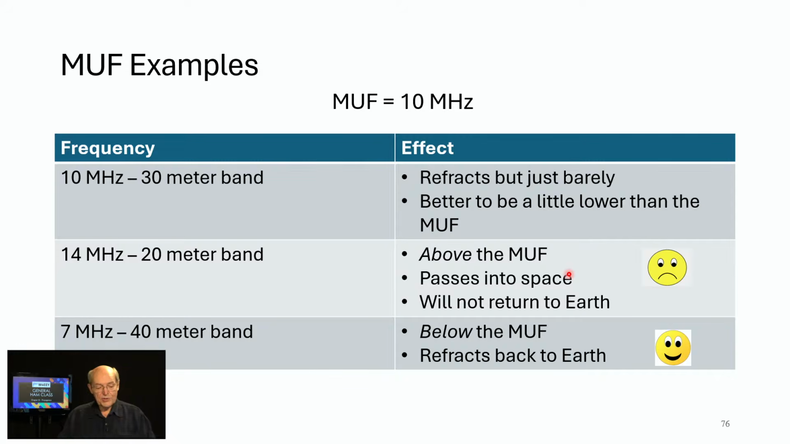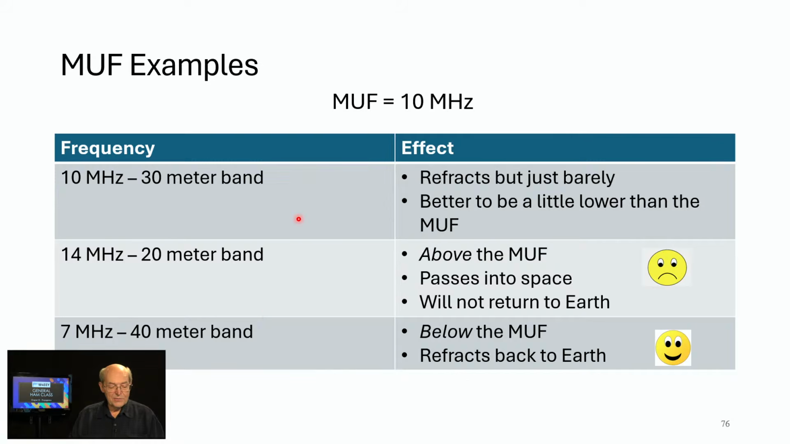Now I added this chart a time or two ago. So let's do some maximum usable frequency examples. Let's assume that the maximum usable frequency is 10 megahertz. Okay, 10 megahertz is approximately the 30-meter band. So the signal will refract, but just barely, because we're right at the MUF. It's better to be a little bit lower than the MUF.